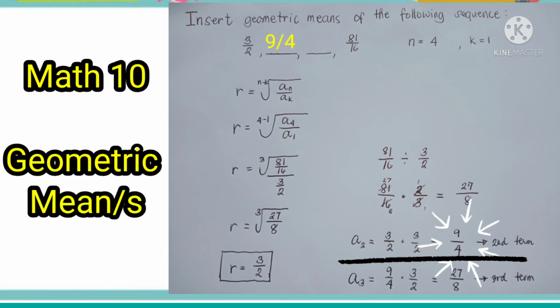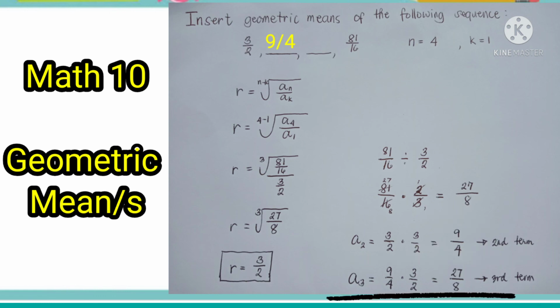And for a sub 3, or the third term, we will multiply the value of the second term, which is 9 over 4, by the common ratio, which is 3 over 2. So 9 times 3 equals 27. Then 4 times 2 equals 8. So therefore, this is now our third term. So the two geometric means of the given geometric sequence are 9 over 4 and 27 over 8.